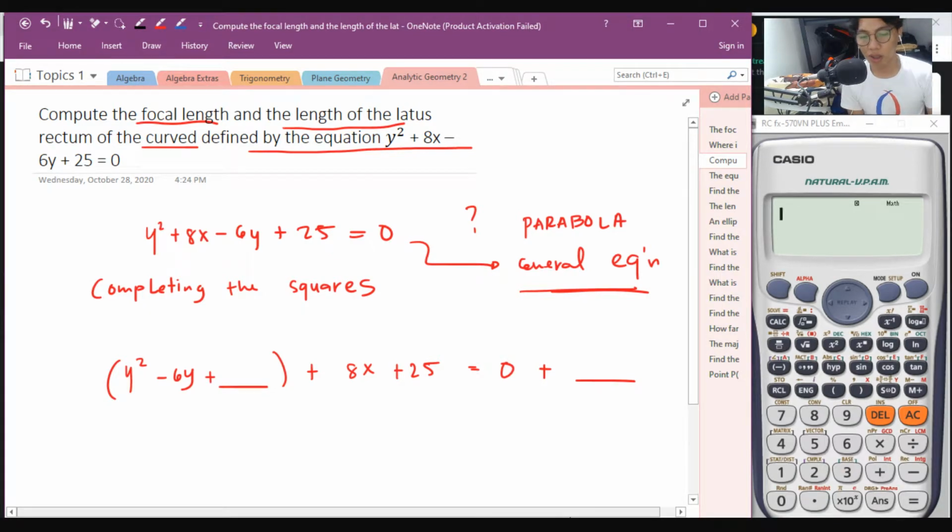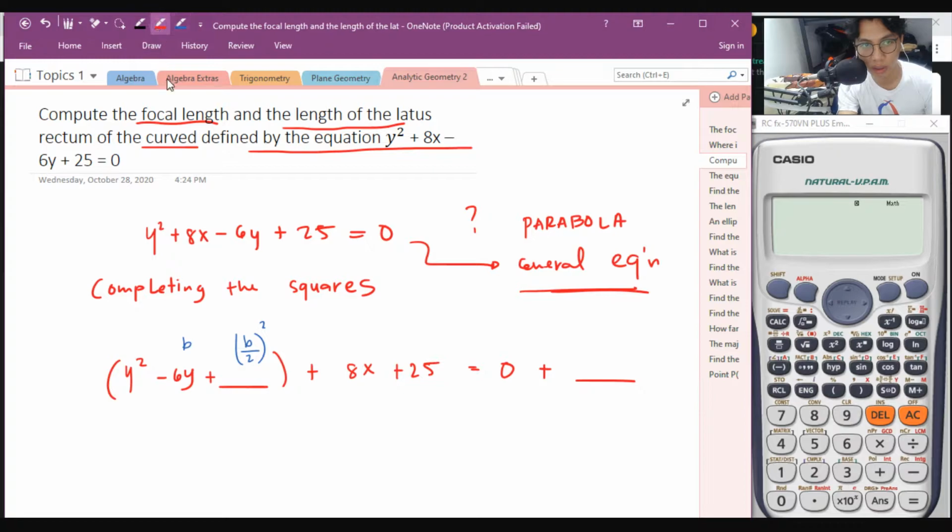Okay? Completing the square. Sir, paano ko po i-completing the square yan? Very basic. Tandaan mo ito. Kunin mo ito. This is b. Okay? This is b. I-divide mo ng 2. I-square mo yung value. Okay? Ganun po mag-completing the square.